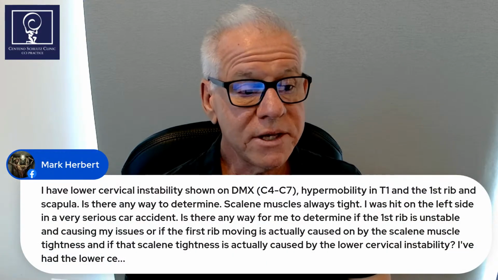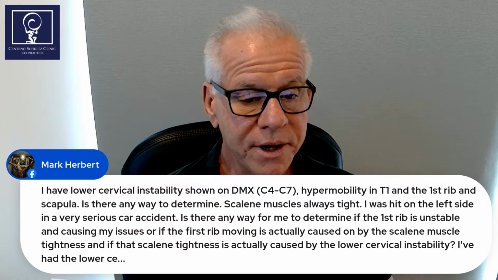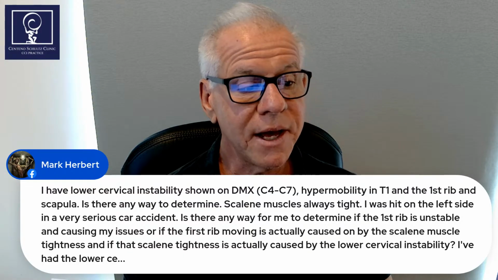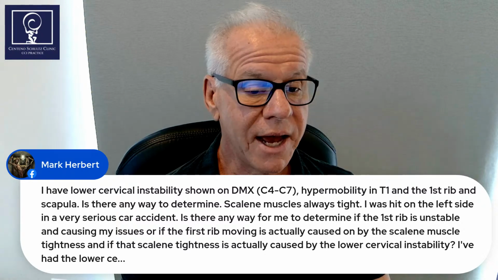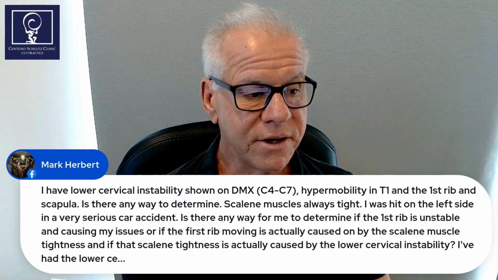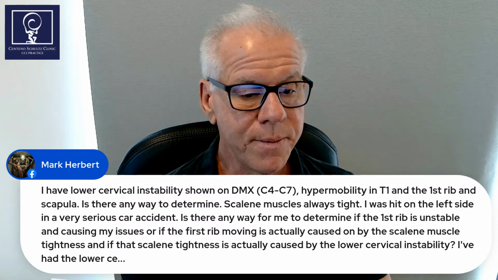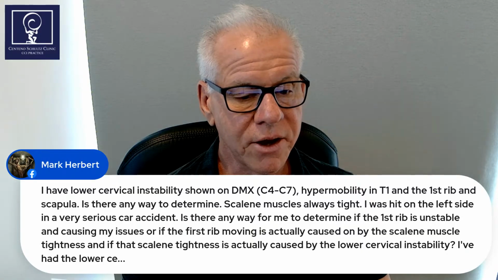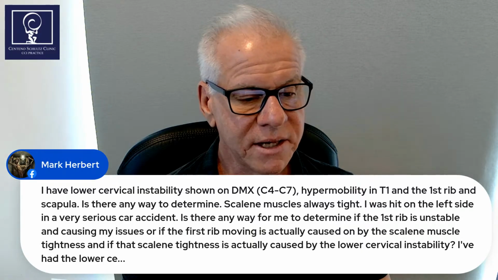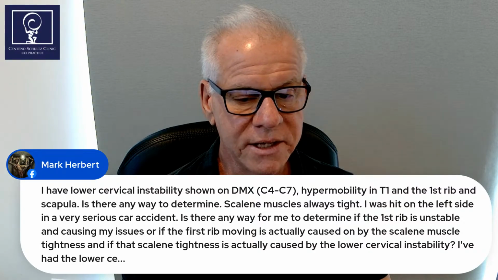Mark asks: I have lower cervical instability shown on DMX, hypermobility in T1 and first rib and scapula. Is there any way to determine if the scalene muscles are always tight? I was hit on the left side in a very serious car accident. Is there any way for me to determine if the first rib is unstable and caused by issues, or if the first rib moving is actually caused by the scalene muscle tightness, or actually caused by the lower cervical instability?